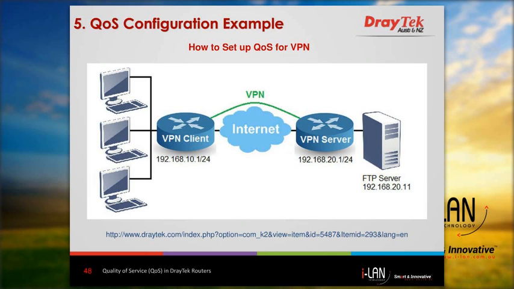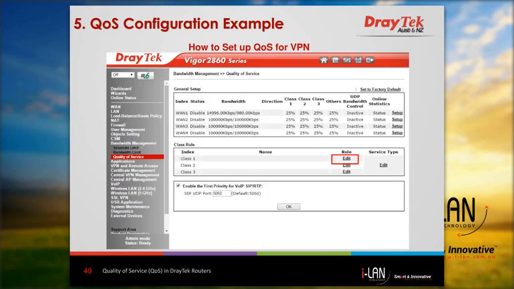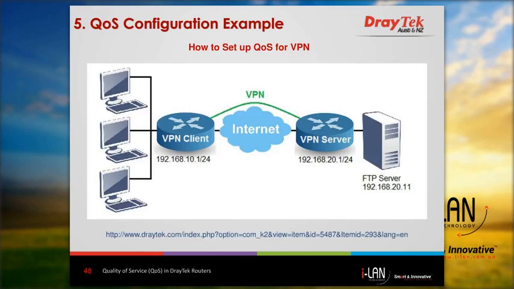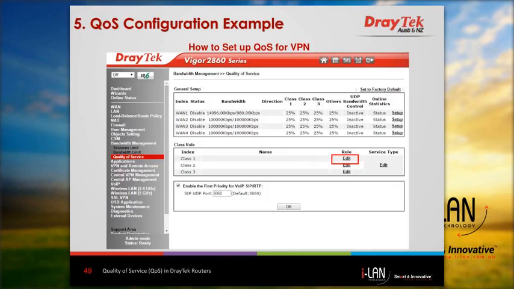So we've got a VPN connection. We just want to prioritize traffic over the VPN to that particular server. So the first step is to log into the VPN client router, which would have been the left-hand side router. And then go to bandwidth management, quality of service configuration menu, and edit class 1 in the class rule. I've got that shown in red around the box.